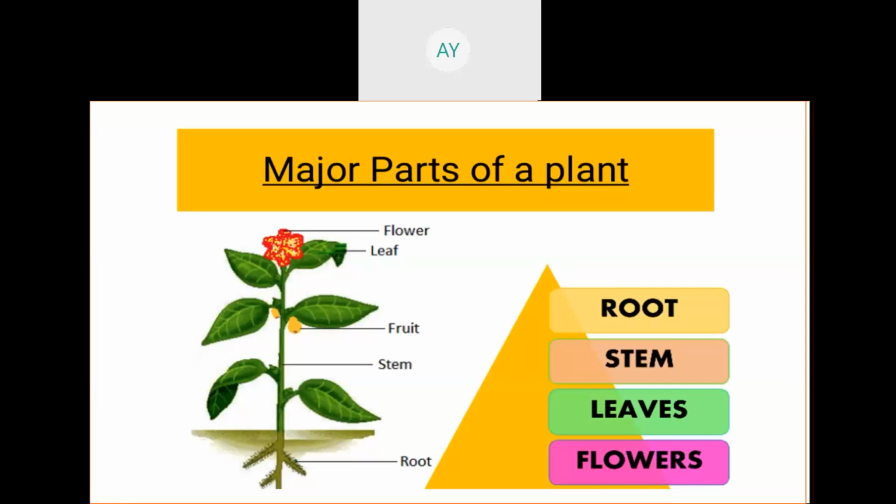So what are the functions of the leaf? First is photosynthesis, that is preparation of the food, also known as the kitchen of the plant. Second is transpiration, the loss of excess water in the form of water vapor from the leaf surface, just to maintain the temperature of the plants. So these are the main functions of the leaf.